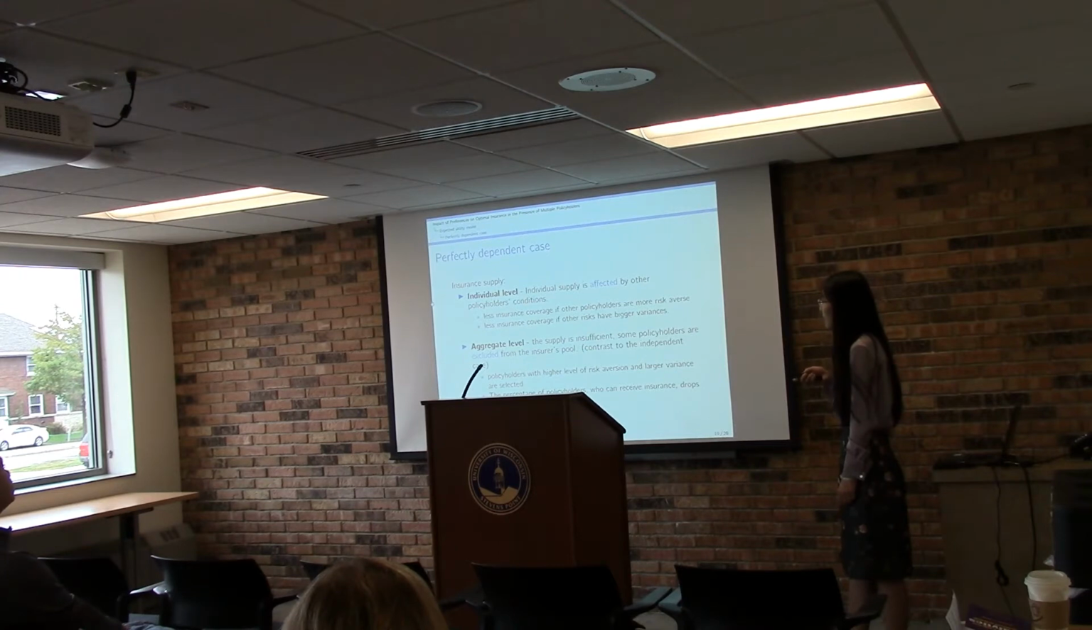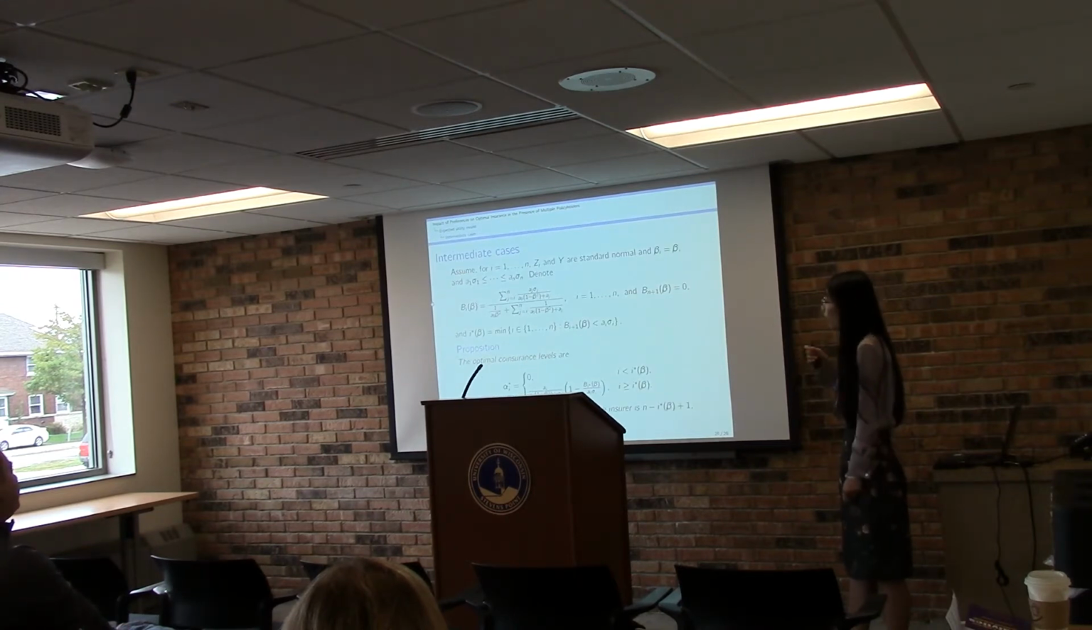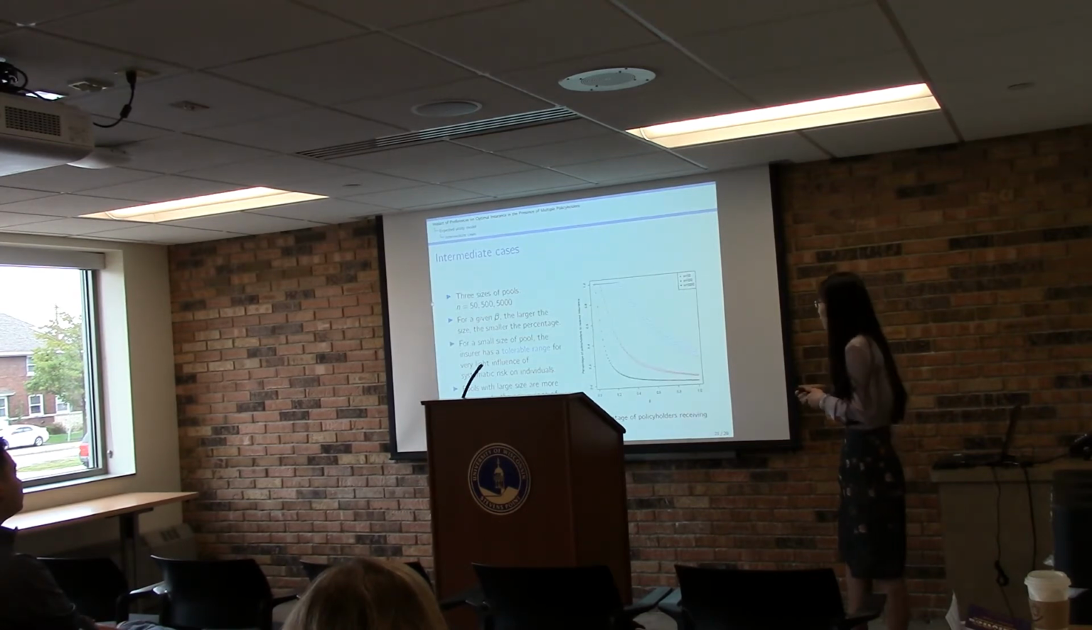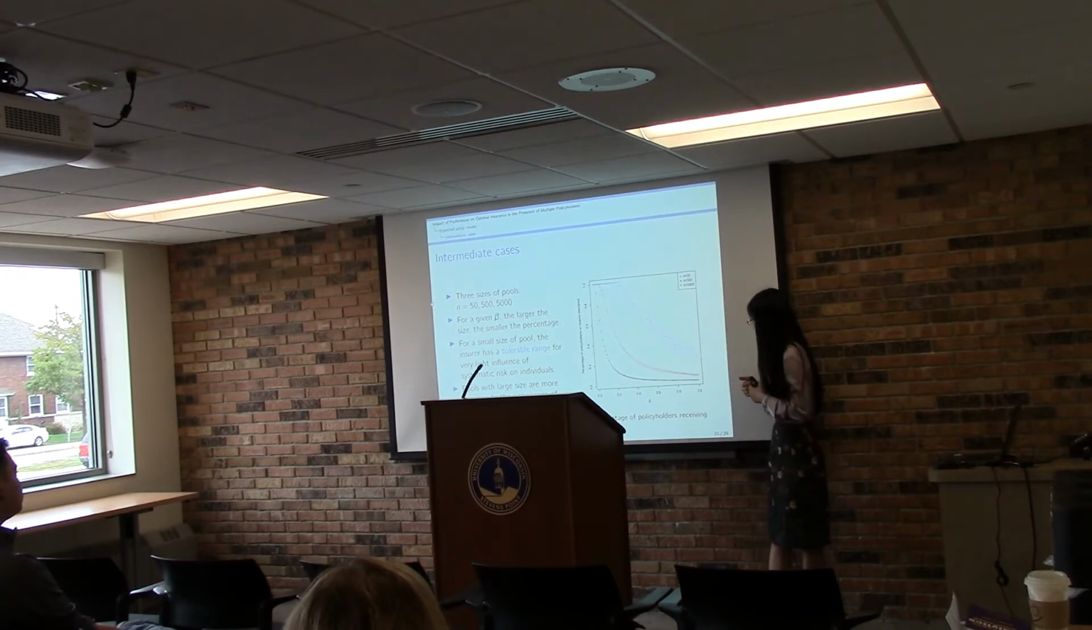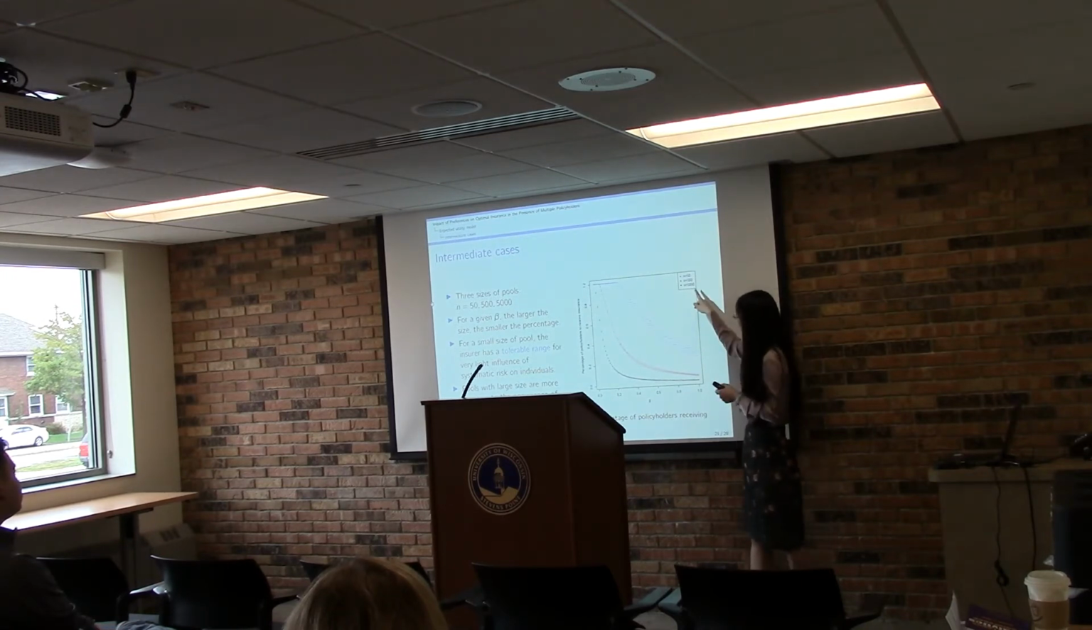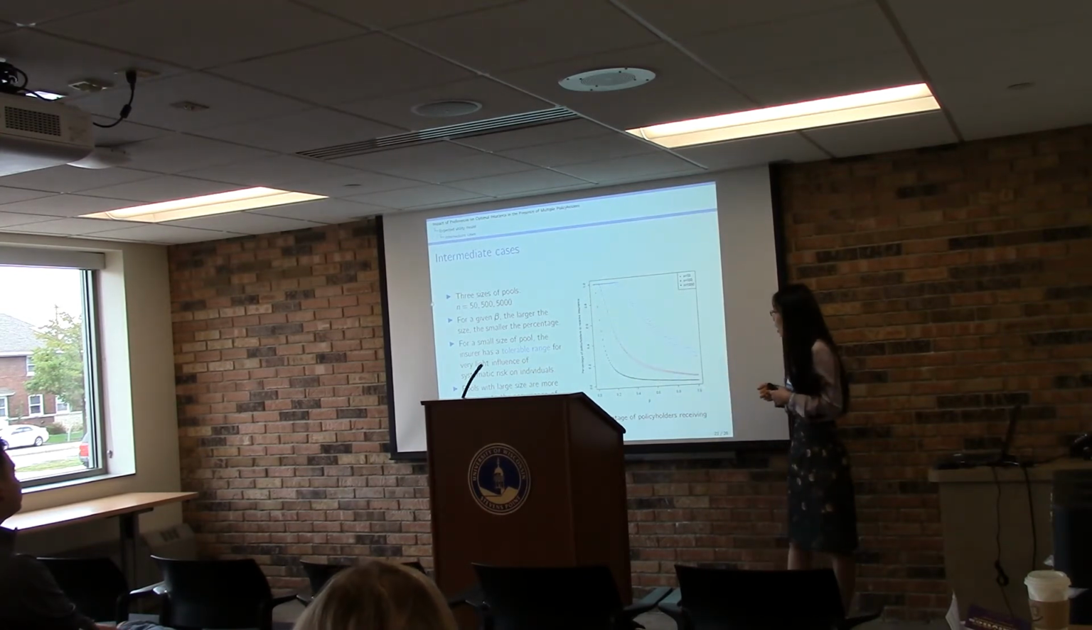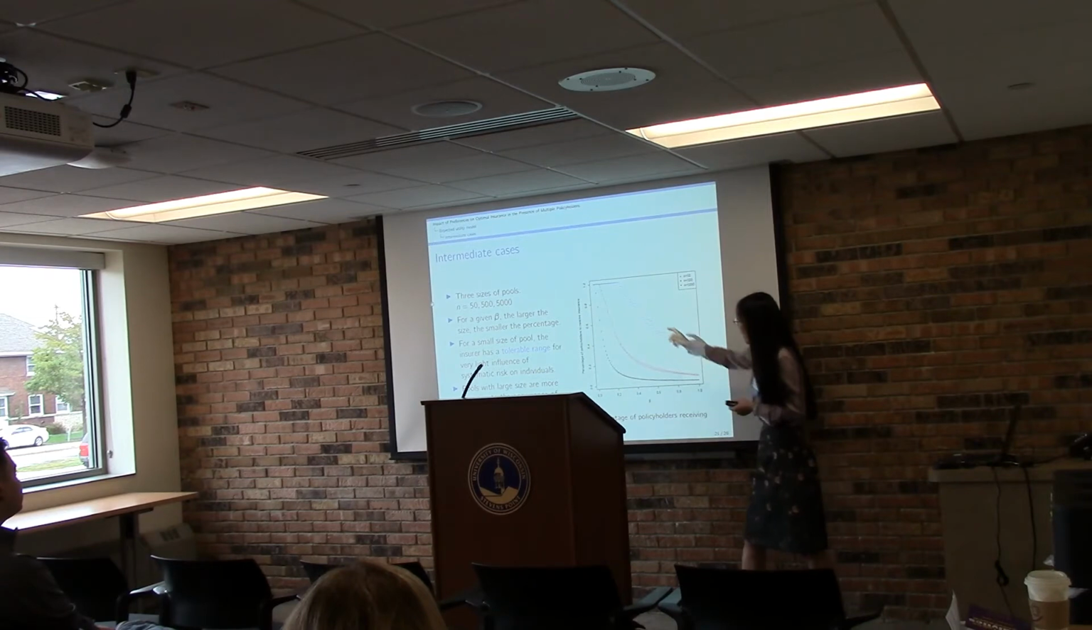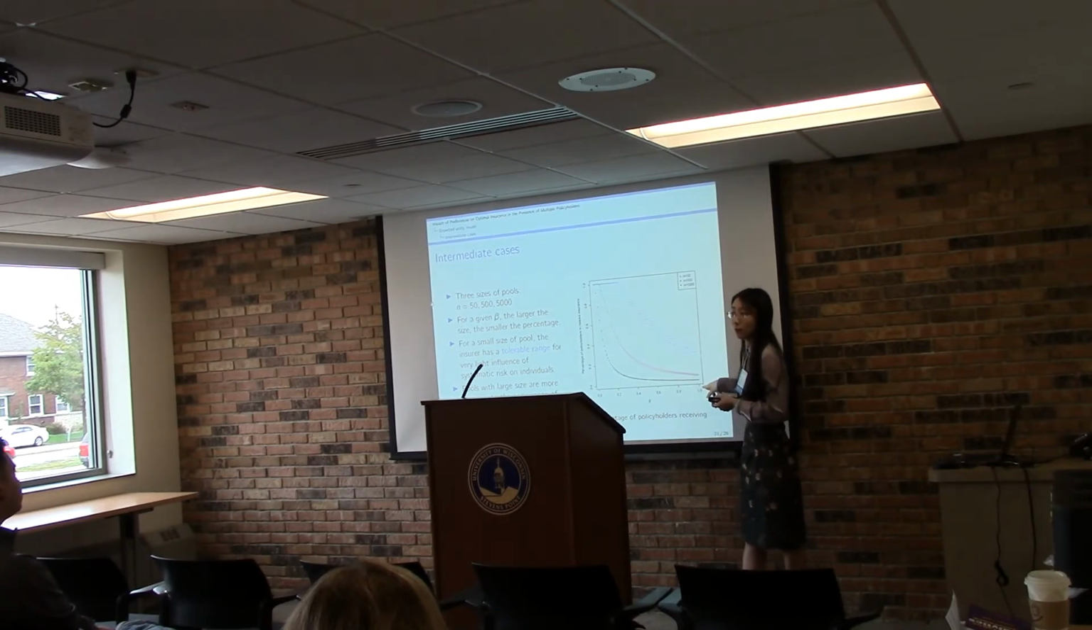Next, we consider the intermediate cases. By controlling beta, we can control the average correlation among individual risks. To simplify, we assume all beta i equals beta. Still, we can have a very similar result. In this graph, we illustrate, when the size of the pool is 50, 500, or 5,000, what is the percentage of policyholders receiving insurance in terms of the correlation level, beta.